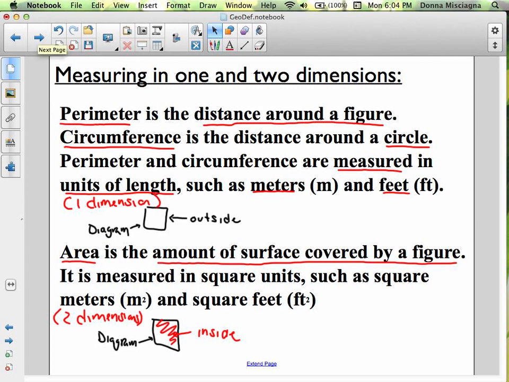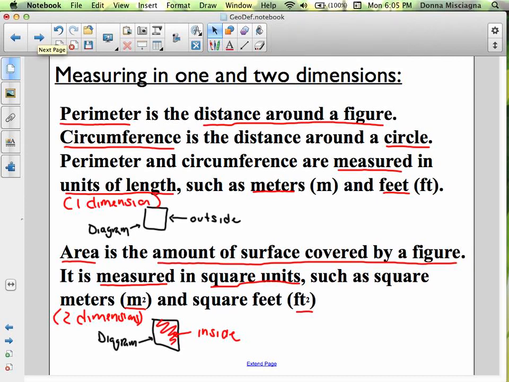Under the word area in your notes, write in it's 2 dimensions. Right? We're finding not only length, but also width. It's the amount of surface covered by a figure. Also, as part of your definition, put in it's measured in square units. And so you don't have to write square meters and square feet, put meters squared and feet squared. And by the way, you could have abbreviated on the other one too.